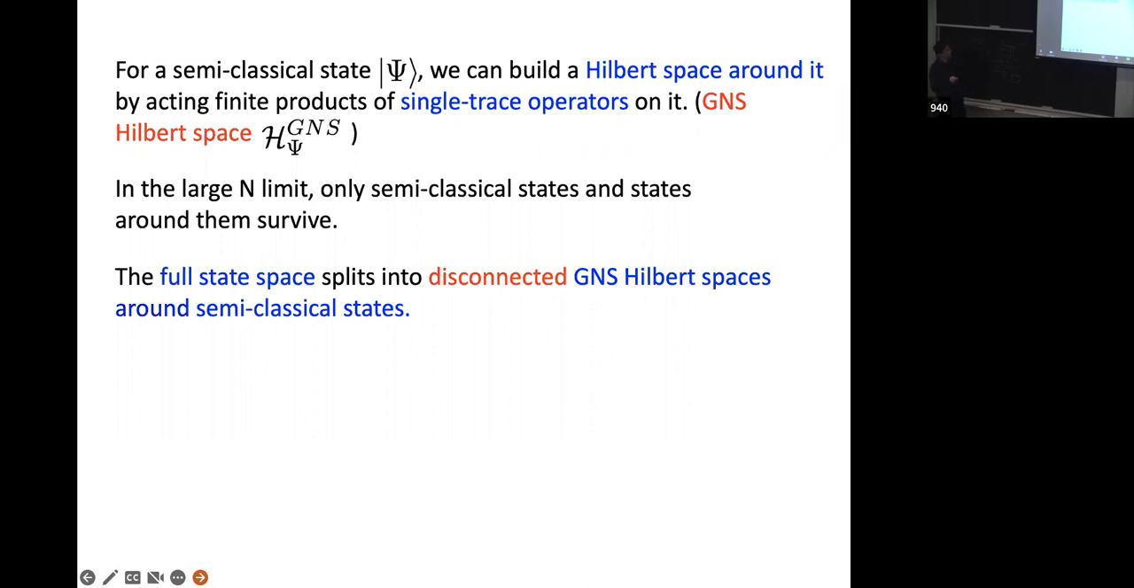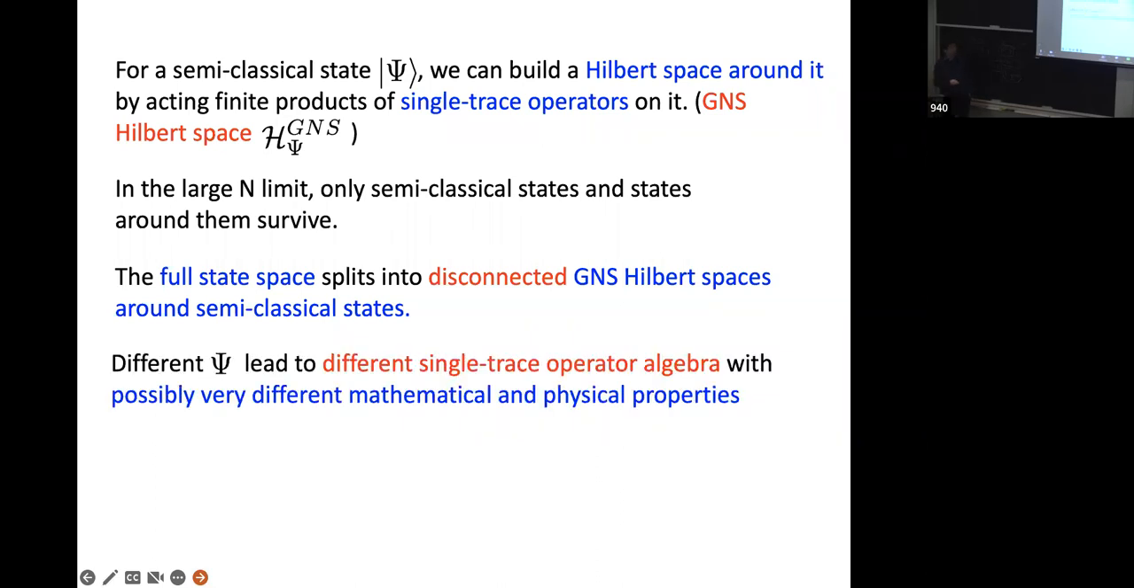The space of states no longer has the structure of a single Hilbert space. They essentially split into disconnected GNS Hilbert spaces around semi-classical states. So you have these different semi-classical states, and around each of them you can build a Hilbert space. This is the structure of the state space in the Lagrangian limit.